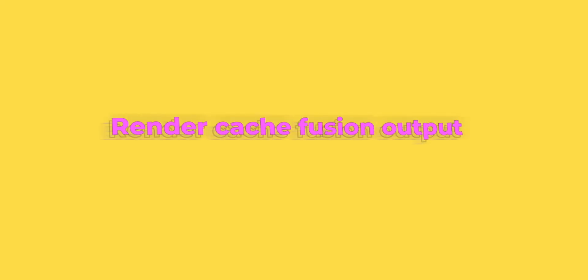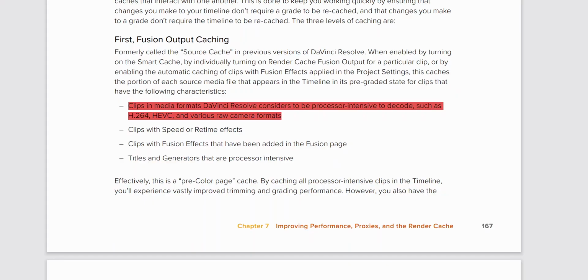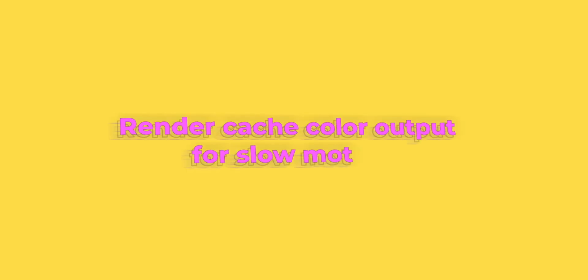Also another thing, if your timeline has raw footage or any other footage with a different codec causing choppy playback in DaVinci Resolve without adding any fusion effect or color grade, then you can use render cache fusion output to improve the playback.